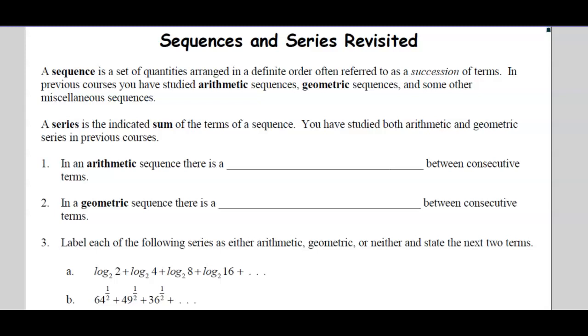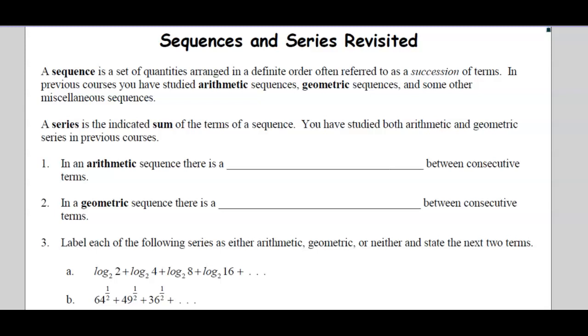A sequence is a set of quantities arranged in a definite order, often referred to as a succession of terms. In previous courses, we have studied arithmetic sequences and geometric sequences, and some other miscellaneous ones, but really, that's what we focused on last year. So we're really going to look at geometric just because it relates to exponential functions.